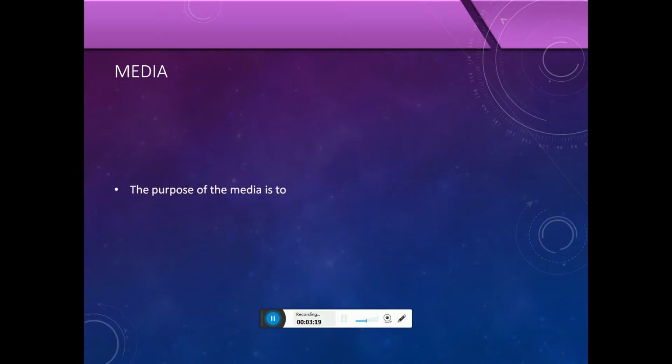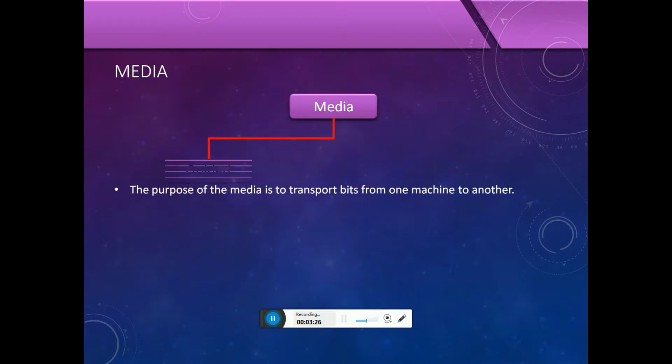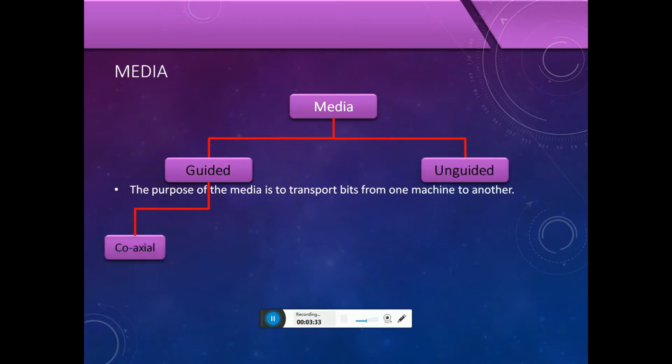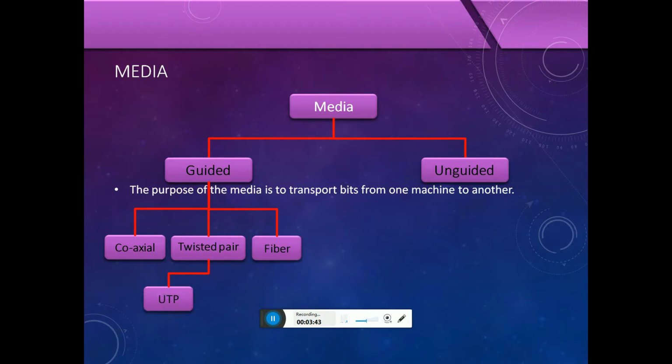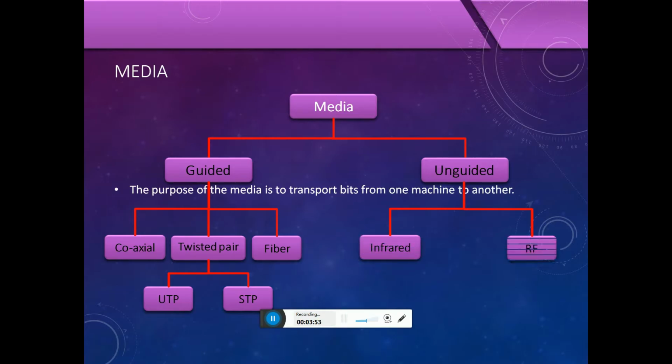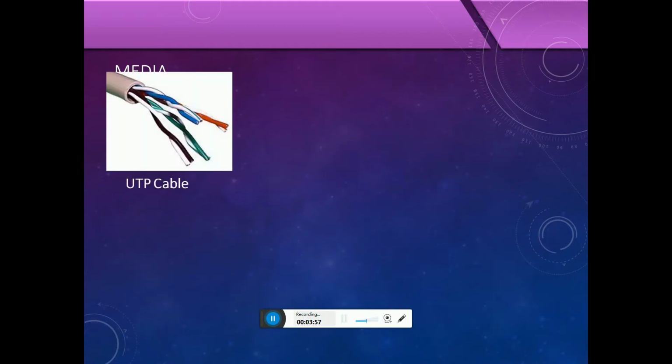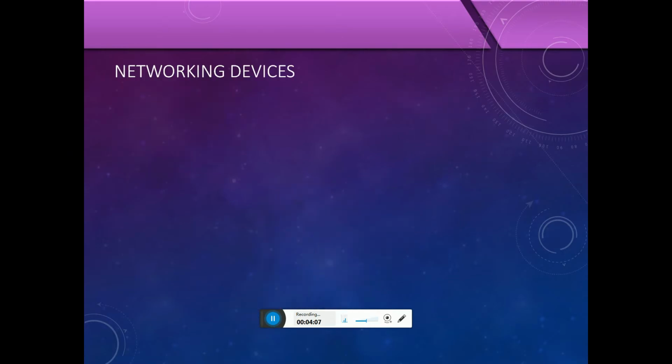Media. The purpose of media is to transport data from one machine to another. Media can be guided or unguided. Guided media include coax cables, twisted pair cables, and fiber cable. Twisted pair cables are UTP, unshielded twisted pair, and STP, shielded twisted pair. Unguided media include infrared and RF signals. So the media are UTP, coax cable, and fiber optical cables.